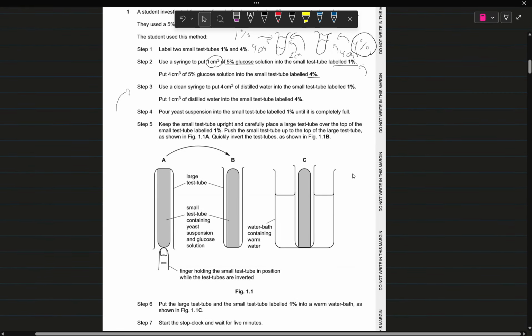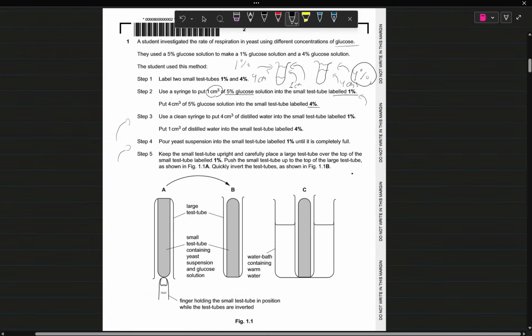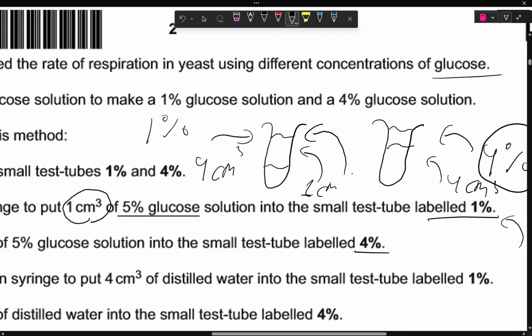Okay, so let's see what we have here for step 4. It says that we should pour yeast suspension into the small test tube labeled 1% until it's completely full. Essentially, for the 1%, if you see in the illustration here, when we've added the 4 centimeter cubed of water, making the whole thing a total of 5 centimeter cubed, you notice that there is still a gap here. So to fill this gap, we will be adding yeast suspension till the very top.